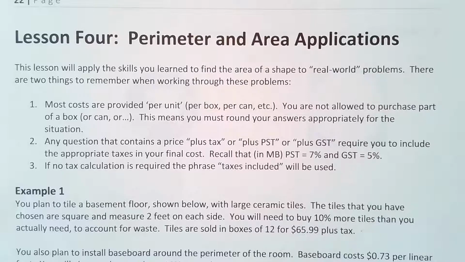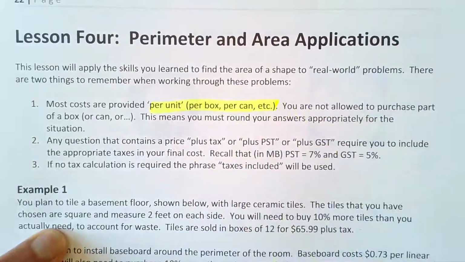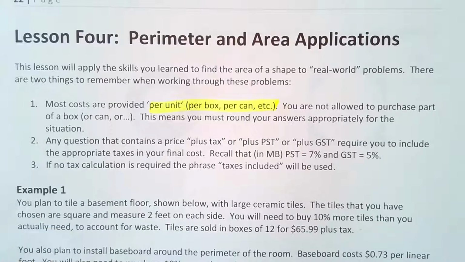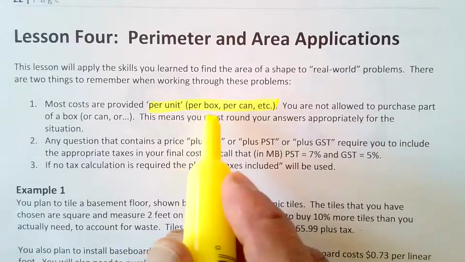Now, there are two things you need to take into consideration when solving real-life problems. Most costs are provided per unit. For example, when you buy something, it'd be per box or per can. If you go buy a can of paint, they wouldn't sell you 3/4 of a can. If you need 1.2 liters and they're sold in 2 liter cans, you'll have to buy a can with 2 liters. So per unit, per box.